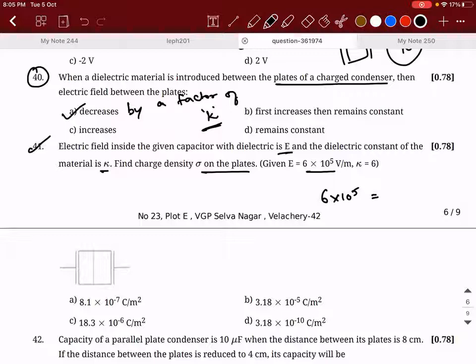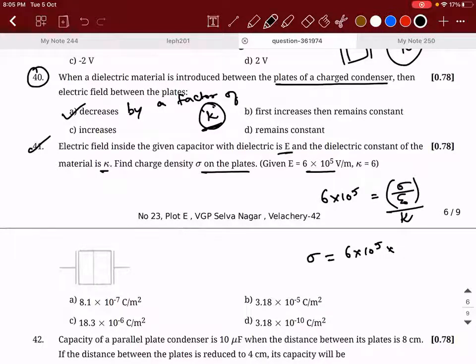So what is the electric field between the plates of a capacitor when dielectric is not there? Sigma by epsilon naught. Correct. But when the dielectric is there, just now we discussed that it decreases by a factor of kappa. Correct. So sigma will be equal to 6 into 10 power 5 into kappa. How much is kappa? That's what we need to find.